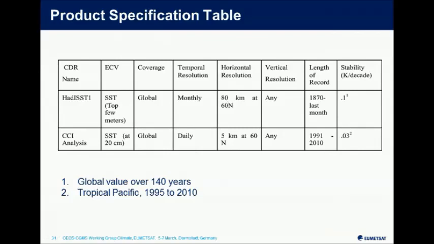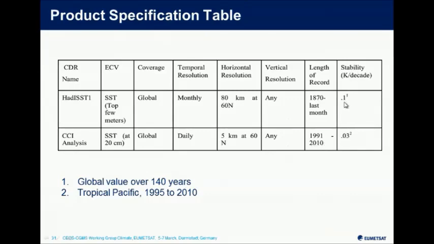It's 80 kilometers at 60 knots, and for the CCI data set it's 5 kilometers at 60 knots. The vertical resolution is coming only from one layer. The length of the record is 1870 to last month, so it's a regularly updated data set. The CCI one started in 1991 and finishes in 2010.